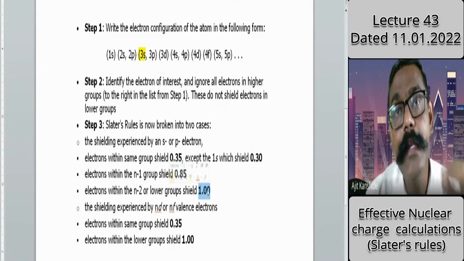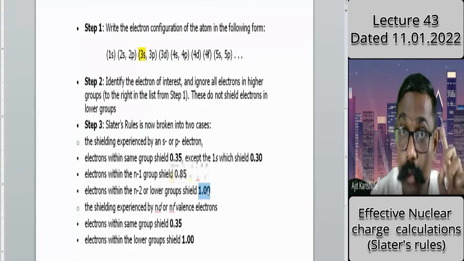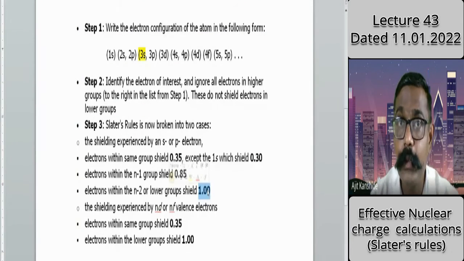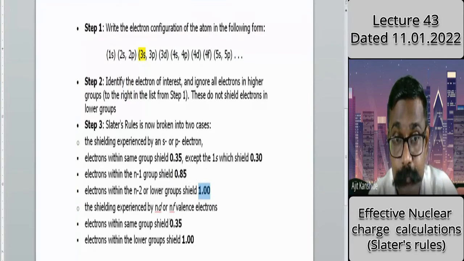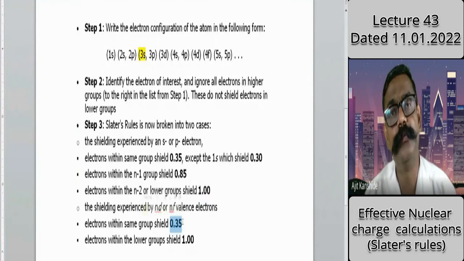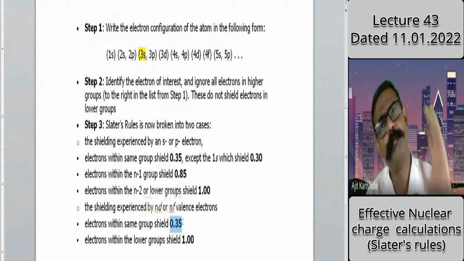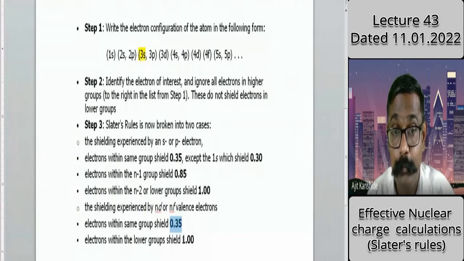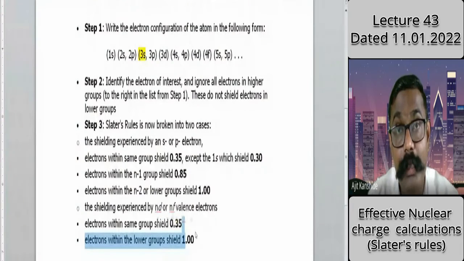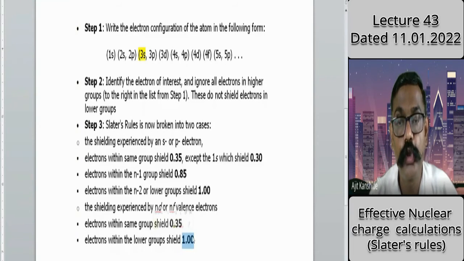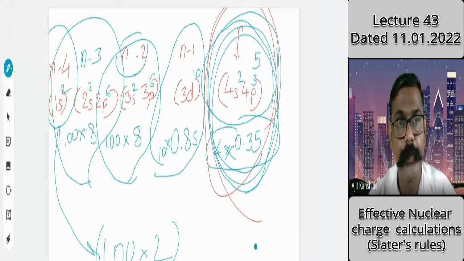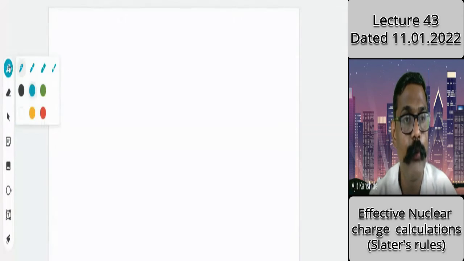But for nd and nf, meaning if the nth group is a d orbital or an f orbital, the rule is somewhat different. If the nth group is d or f, then within the same group it is 0.35 as usual. But for lower groups, n minus 1, n minus 2 and n minus 3, the shielding contribution will be 1.00. If I have to make this clear, then again I show you here on the whiteboard.